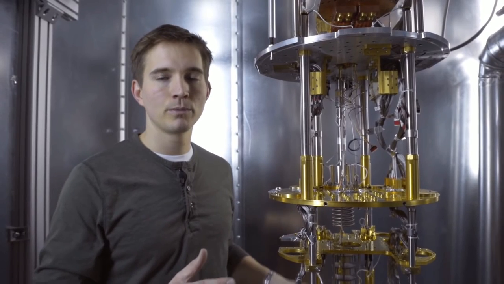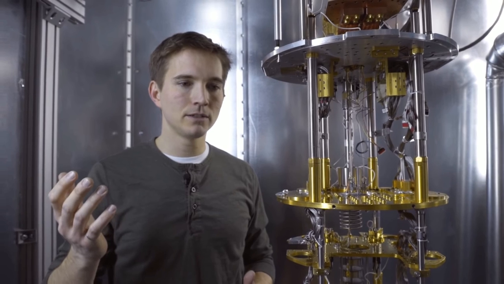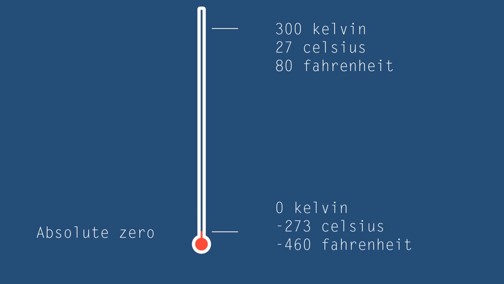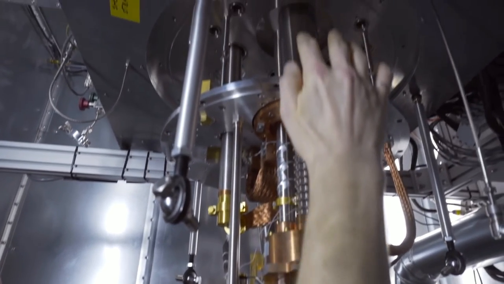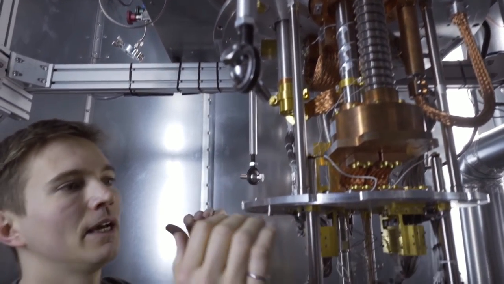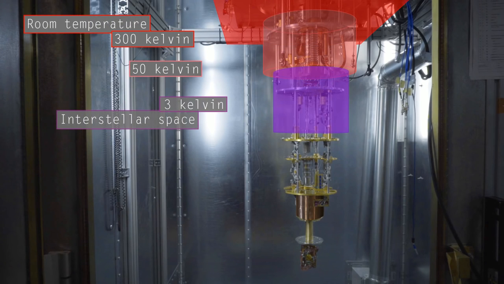Because it works at such low temperature, we use the Kelvin scale to measure how cold it's getting. In the Kelvin scale, a warm room is like 300 Kelvin, and 0 Kelvin is the lowest temperature that can be reached. Physicists refer to it as absolute zero. There's two levels of cooling in this system. The top one is a pulse tube refrigerator, which takes us from 300 Kelvin to 50 Kelvin, and then down to 3 Kelvin. This is roughly the temperature of interstellar space.